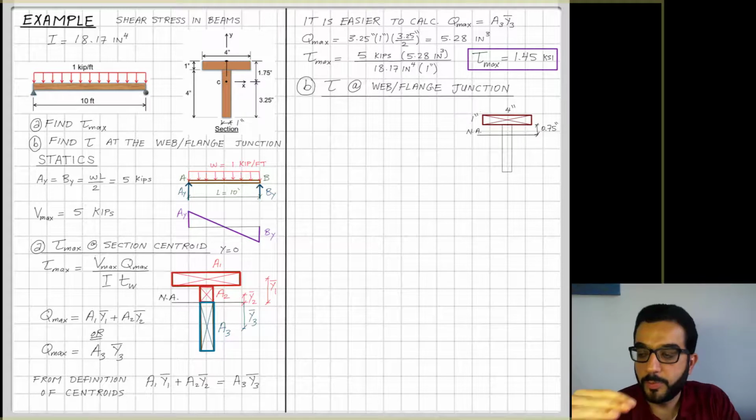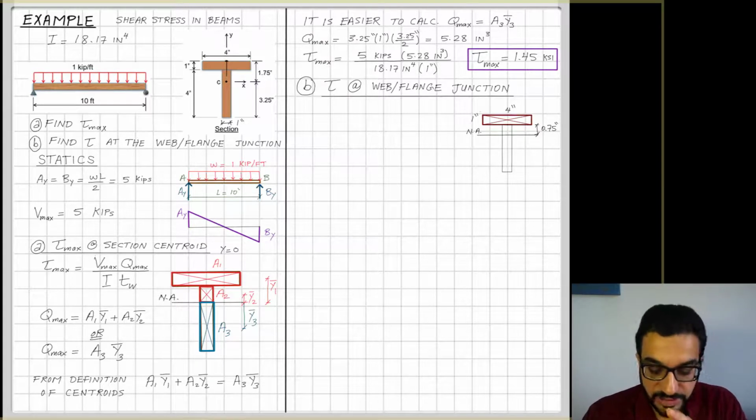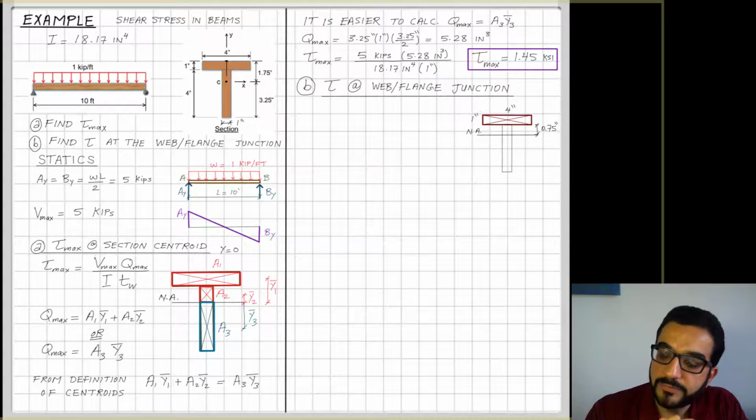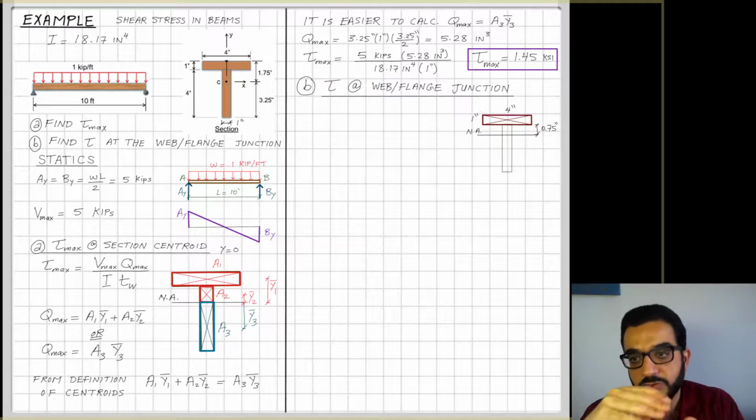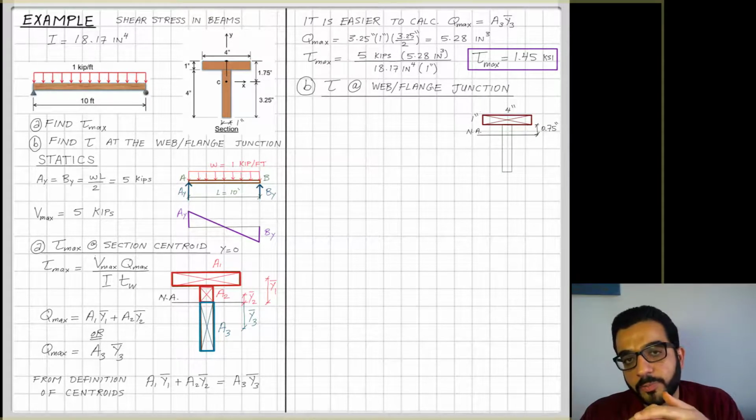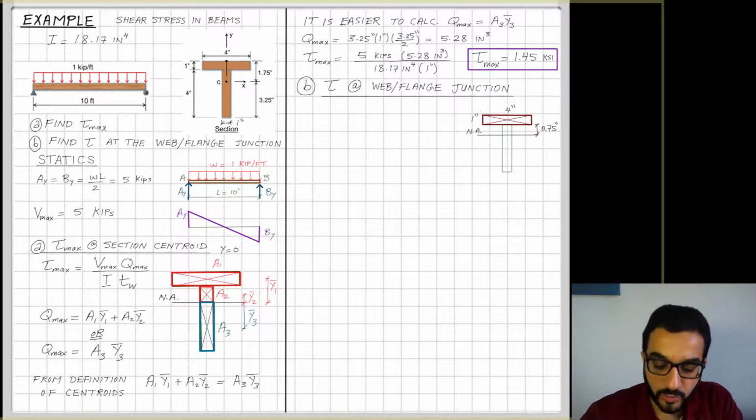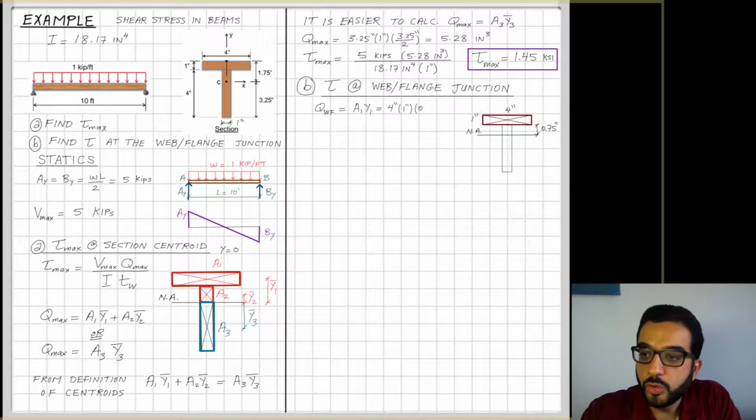So my part of interest of this section is the flange, the 1 inch by 4 inch flange, and the height, or the distance from the neutral axis to the bottom of the flange, is 0.75, because the neutral axis from the top point of the section is measured to be 1.75, and the flange is 1 inch. So if I calculate here Q web-flange, the flange part here, it is equal to A1Y1.